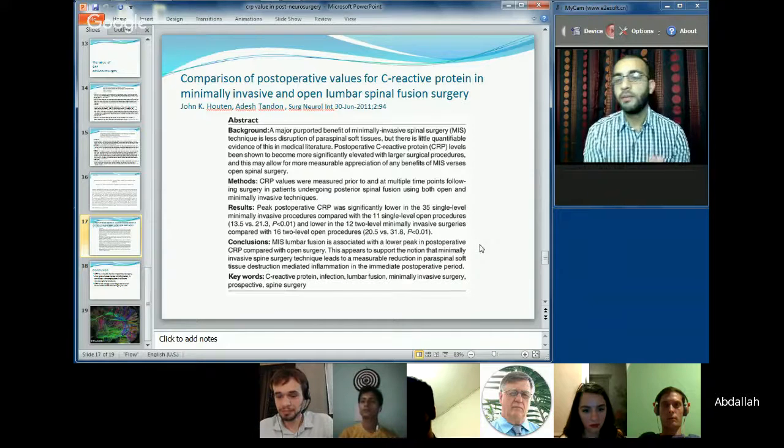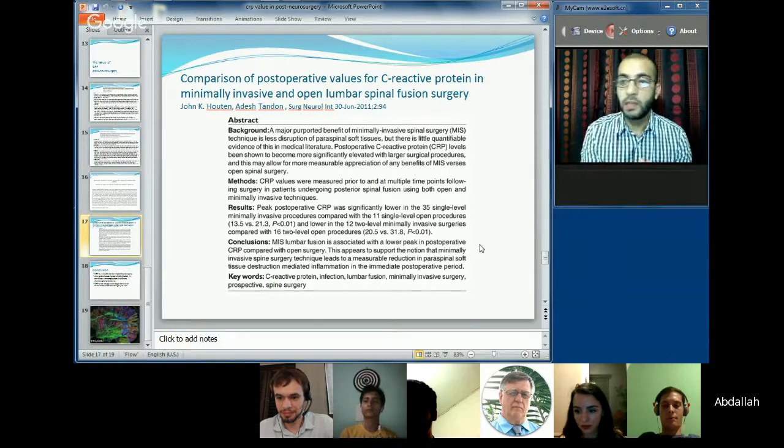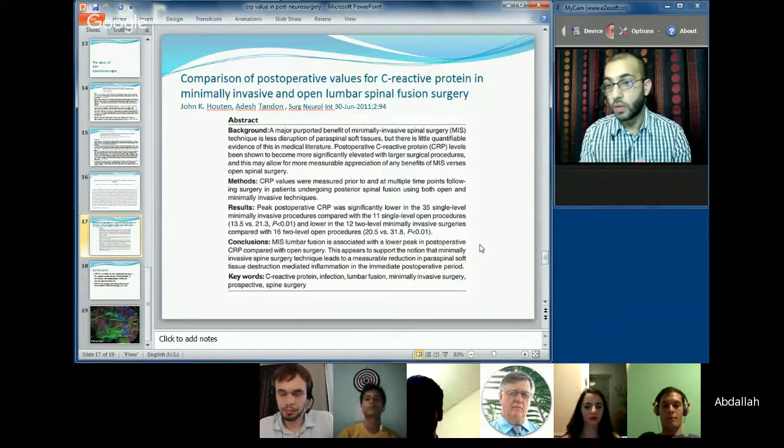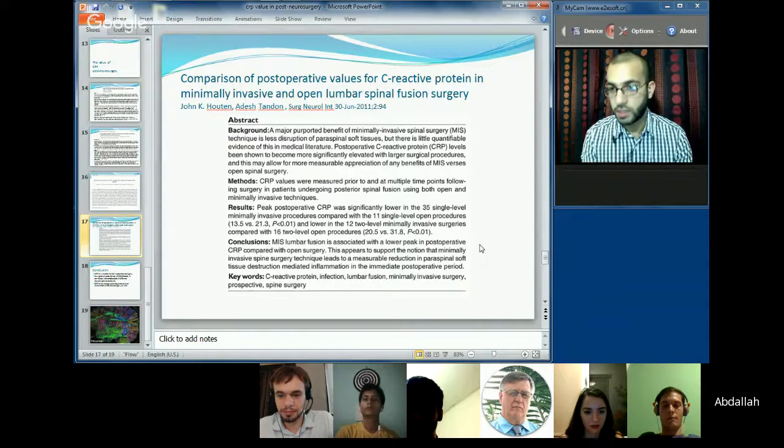So in the minimally invasive surgeries, CRP levels were low. In the open procedures, CRP levels were high. So that tells us something. It tells us that the minimally invasive procedures are safer. They do not allow the risk for infections, for inflammatory reactions in the patient, especially in the spine, and so on and so forth.